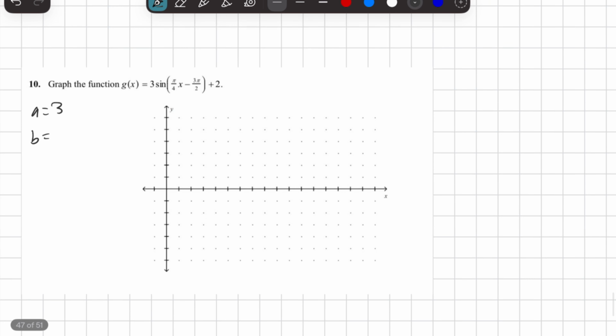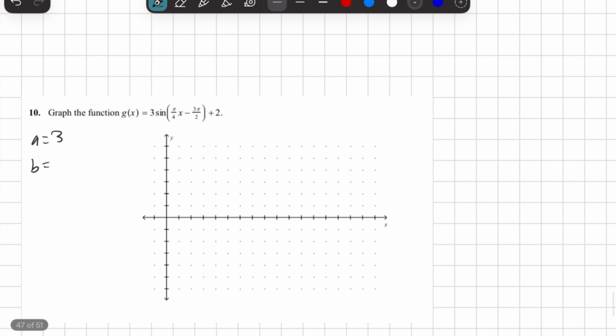Okay, actually first what we're going to do here is factor this out so we can actually get the correct phase shift. So for that, you just do your pi over 4 and then times it by x, take away, and then you just divide 3 pi over 2 by pi over 4. So that's going to end up being 12 pi over 2 pi. The pi's cancel out, and it's going to end up being 6. So it's actually going to be negative 6.